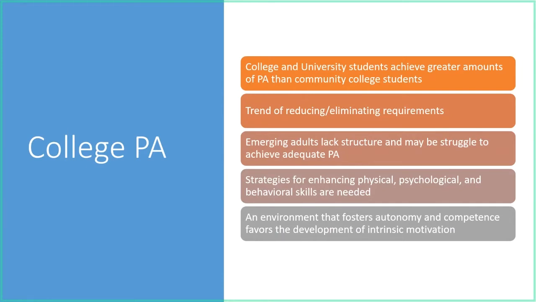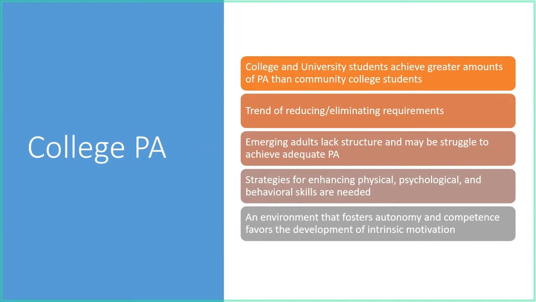Many of these college students fall into the category of emerging adults. This age group, from the latter years of high school into the mid to late 20s, tends to lack structure. They may struggle to achieve adequate physical activity levels. So they're really a vulnerable population, and we need to work on how we can capture them.